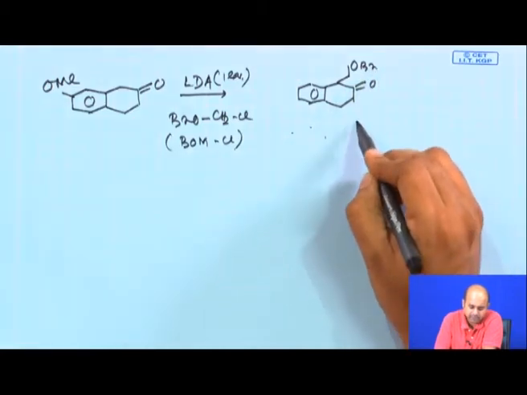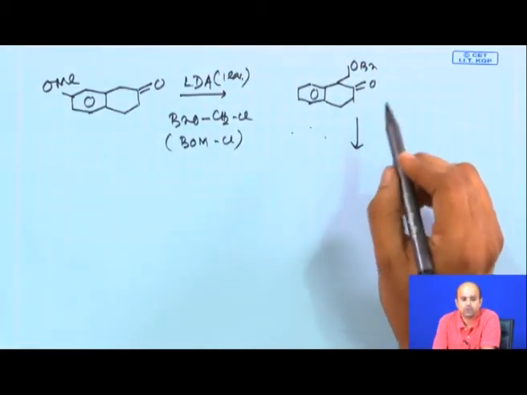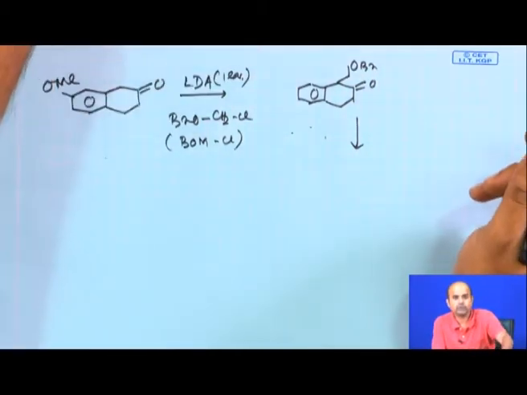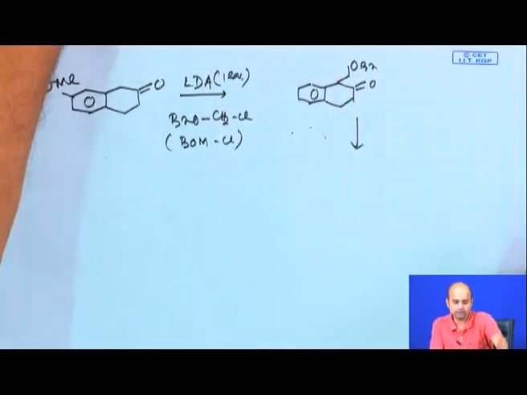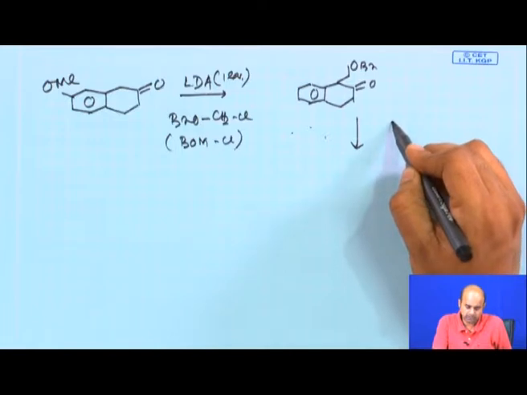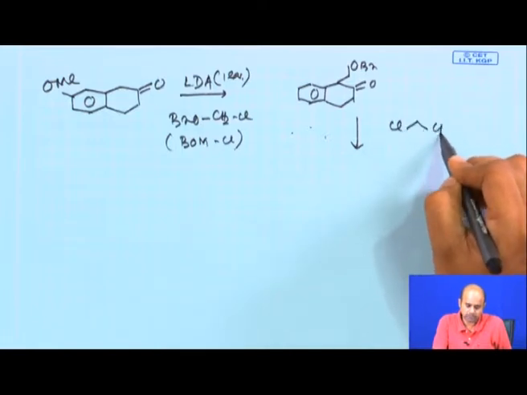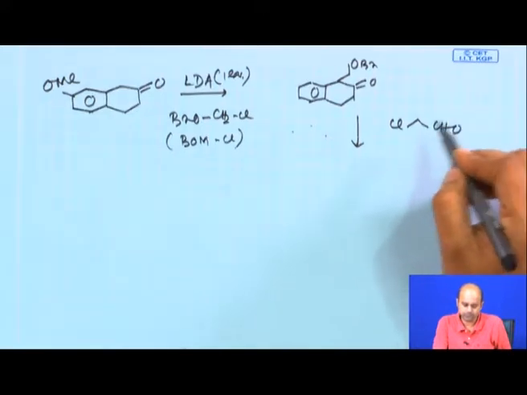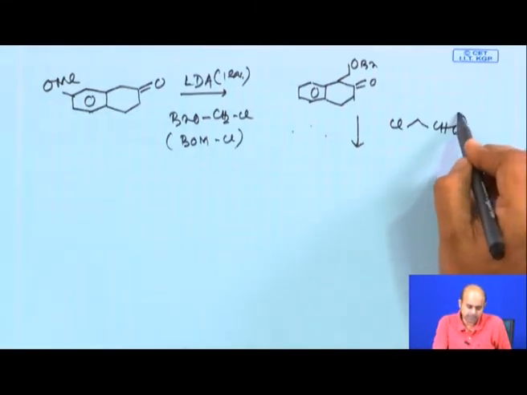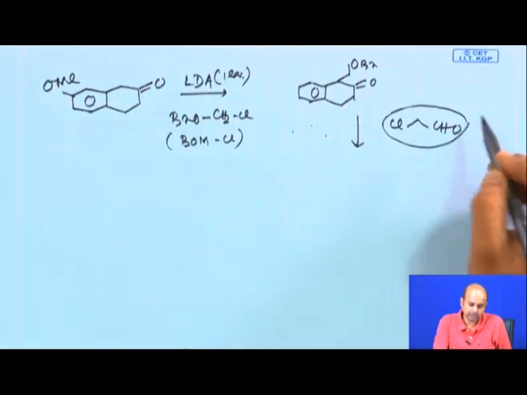The second group which you need to introduce must have a CH2CHO. In principle, you can use chloroacetaldehyde. It is definitely possible, but sometimes this reagent might not be easily available.